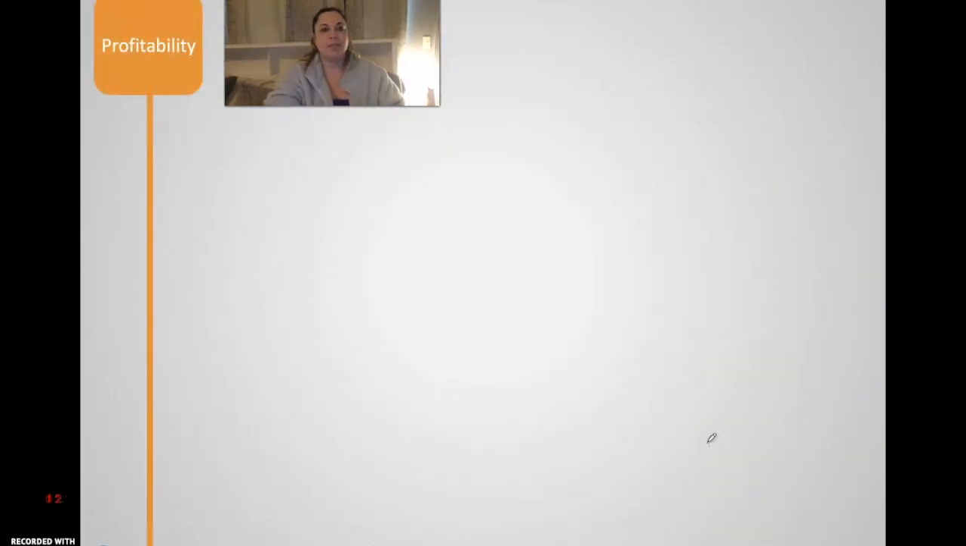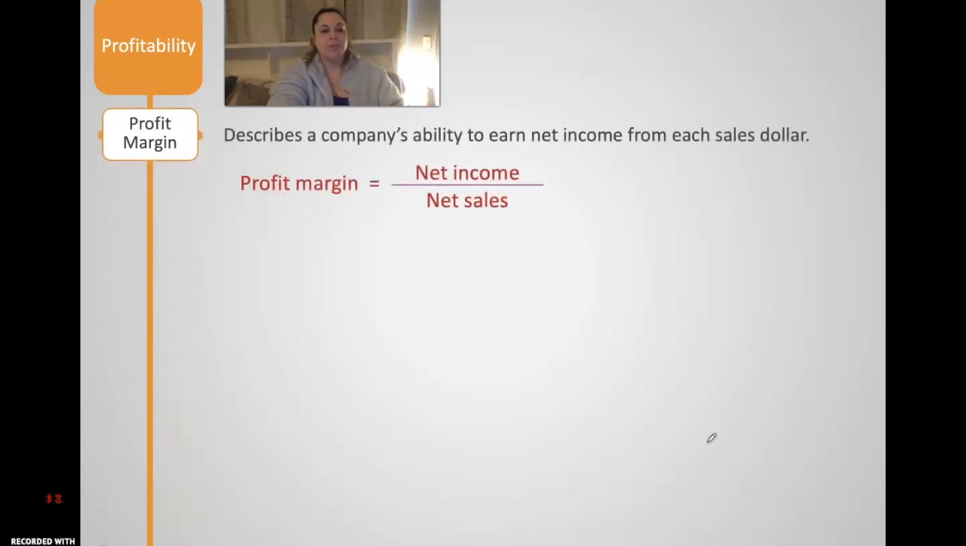Okay, we have the profitability ratios. So these are basically how profitable a company is doing. It lets us know if we're doing well with our sales and with our income. So the first one is profit margin, which describes a company's ability to earn net income from each dollar of sales. Here, it's really easy. It's your net income divided by your net sales.